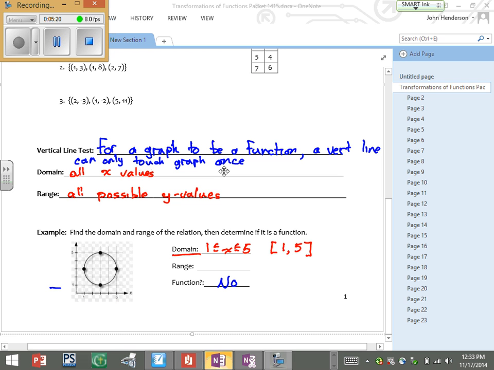The range, all possible y values. So here we're going from 1 up to 5. So again, we could write it y is between 1 and 5, but probably what most of you are going to really start to like is this interval notation because we're going everywhere from 1 to 5. And we use the square brackets because 1 and 5 are included.